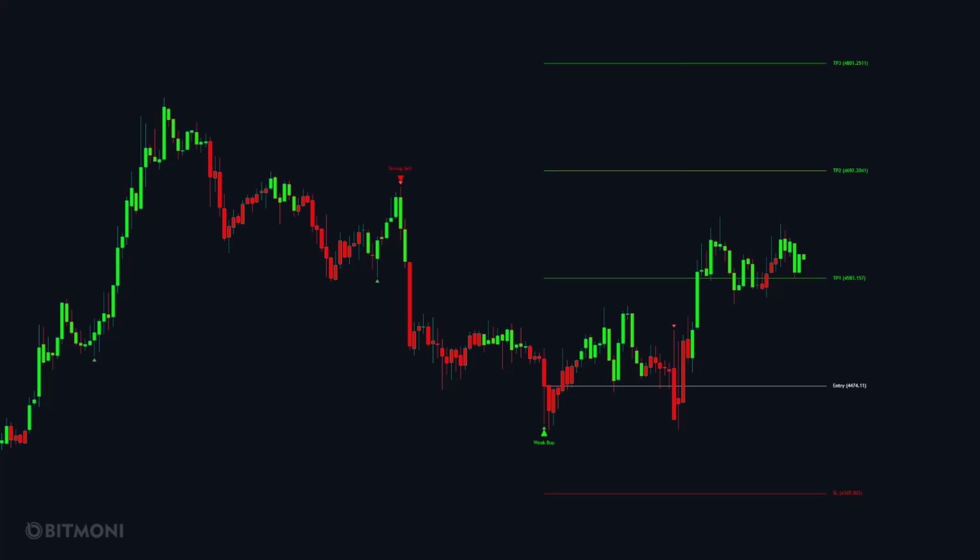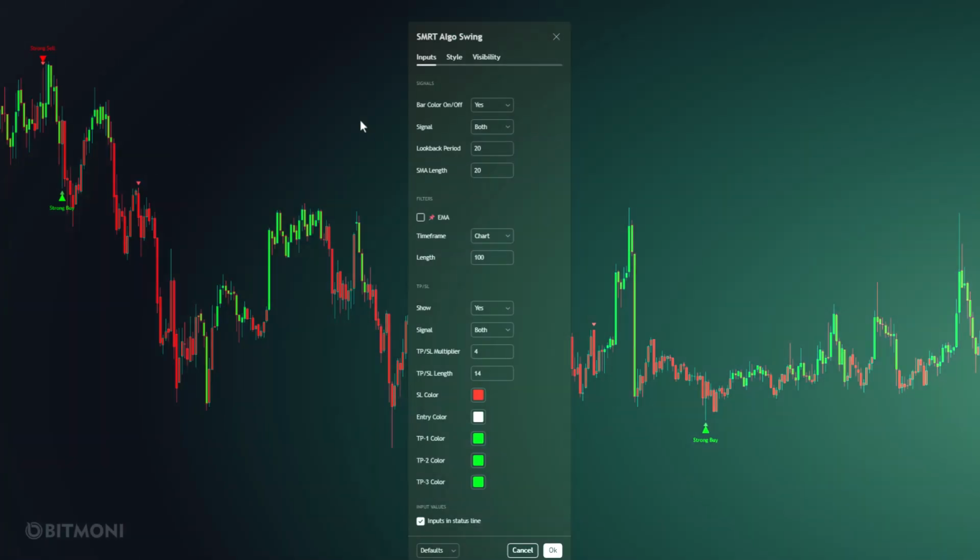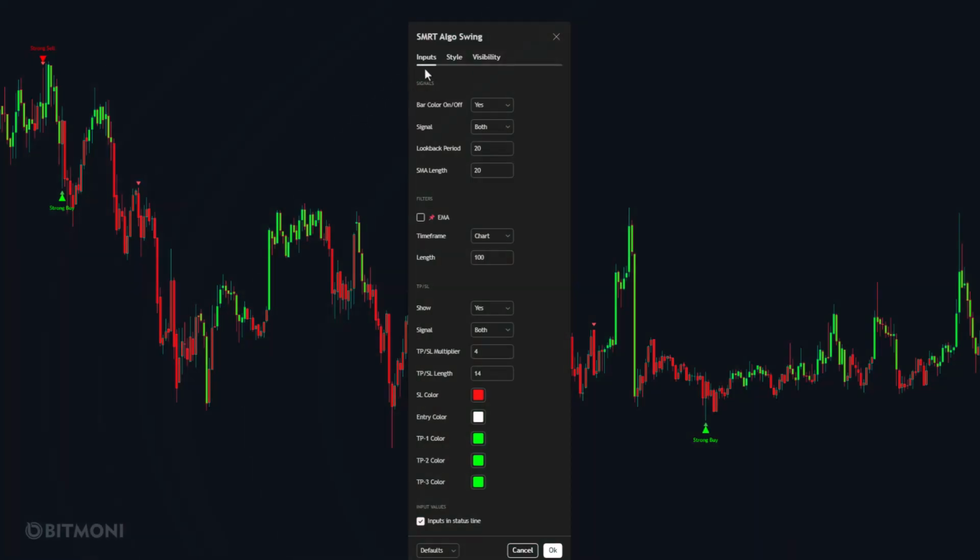Now that we've gone over the different features of the indicator, let's move on to its settings to see how we can adjust them to fit our strategy. When you open the settings here on the input section, you will see different options that allow you to customize the indicator to fit your trading strategy. However, for this specific strategy, we will only be adjusting a few settings while leaving the rest at their default.